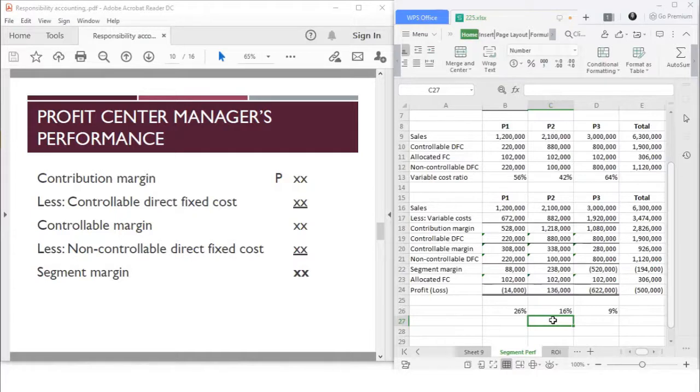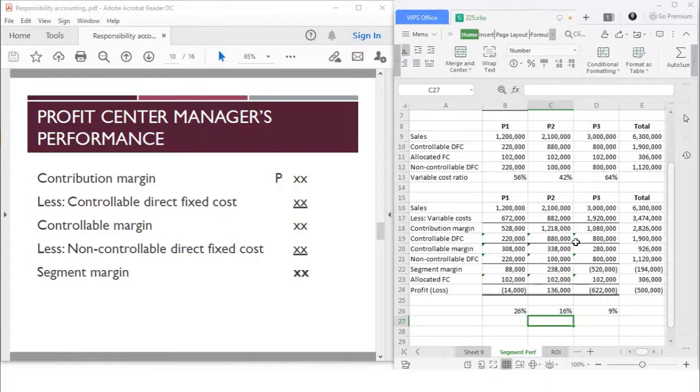So as you can see there, product 1 has a controllable margin of 26% of sales, while product 2 is 16%, while product 3 is only 9%. So you can see that the manager tried to do his best to have a positive result, but the overall impact is negative because of the non-controllable fixed costs, or the allocated fixed costs.